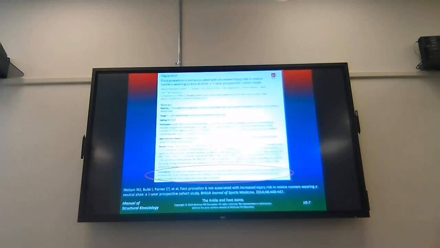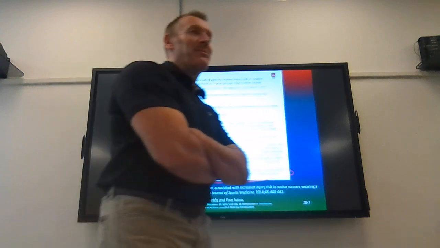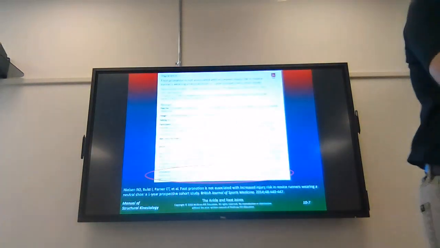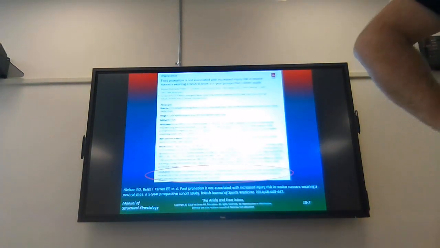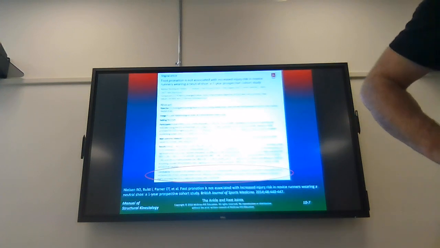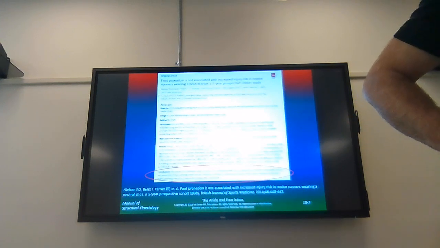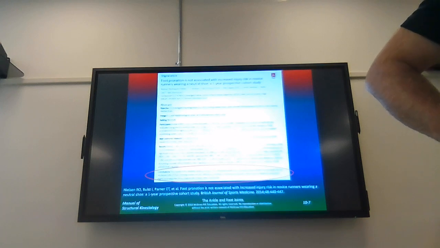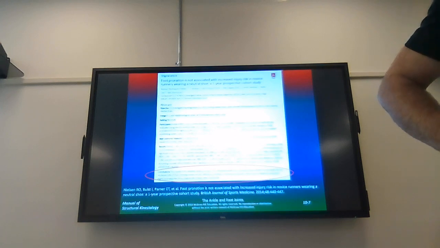So with that article, what was the take-home message? Find a shoe that you feel comfortable wearing. Yeah, find a shoe you feel comfortable wearing. I suppose if there's an excessive amount of pronation, you could address it individually. But as far as injury risk, at least the research so far doesn't seem to support that connection, although that doesn't mean there's not a connection.